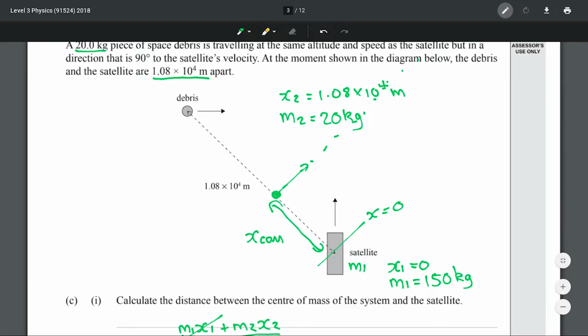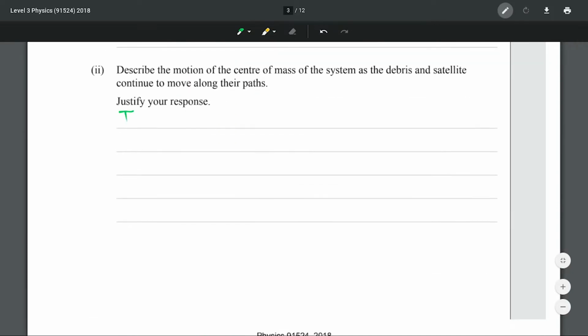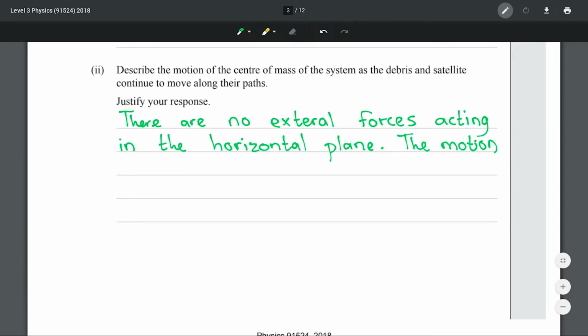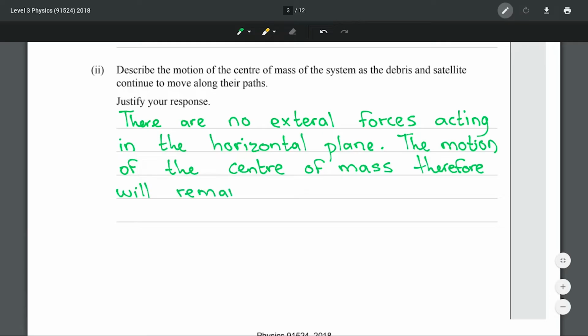But gravity here is acting perpendicular to all of our velocities. And it's also acting equally on the entire system, which means it's not going to affect the motion of the debris, the satellite, or the center of mass relative to each other. So we can eliminate that from our discussion. There are no external forces acting in the horizontal plane. The motion of the center of mass, therefore, will remain constant.